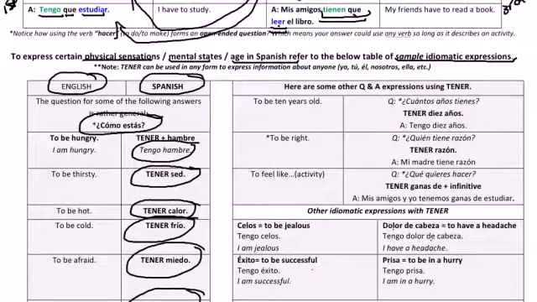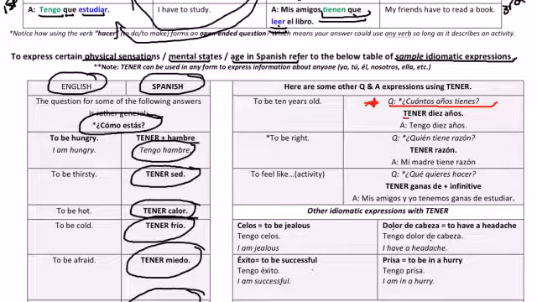Another way of using tener is to express your age. Instead of using ser, which is the equivalent that we'd use in English, to be, we would actually use tener to say that I have or I'm in the possession of a certain amount of years to express our age. So the question is going to be, ¿Cuántos años tienes? And the answer would be actually your age.